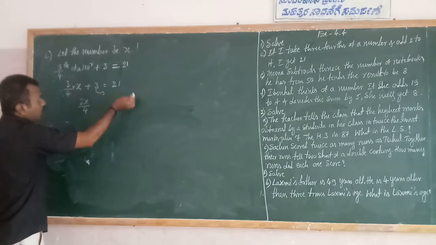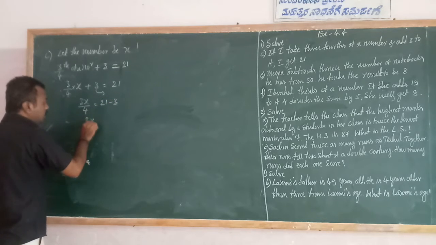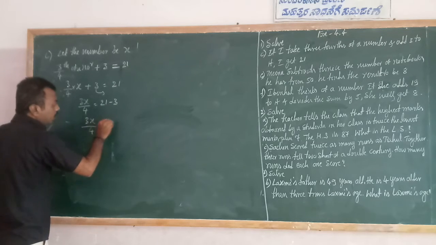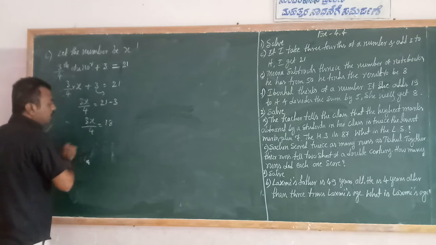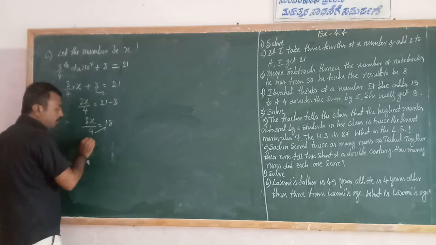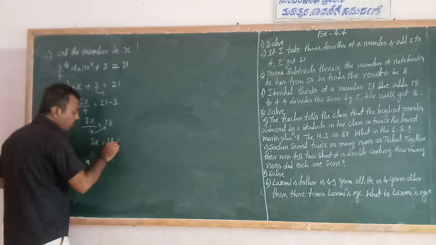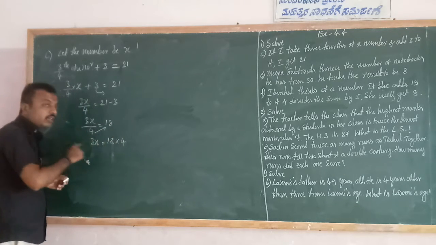I will send 3 to the RHS. It becomes -3. 21 minus 3. Therefore 3x/4 is equal to 21 minus 3. What will you get? 18. Is it right? 21 minus 3 is equal to 18. Now the 4 I will send to the LHS. Sorry, RHS. It becomes 3x, which we keep in the LHS, is equal to 18 into 4. We should write like that only. You need not multiply that.